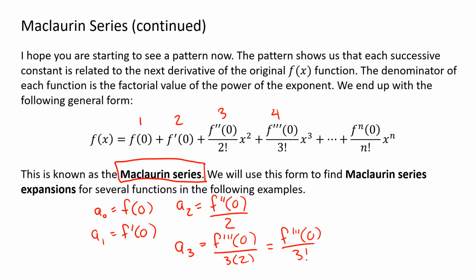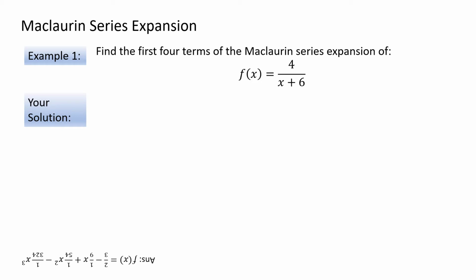Okay, so let's look at an example using this Maclaurin series. This is going to show you how it works with an actual function. Again, remember with the Maclaurin series, we're trying to represent this function as a series of polynomials. So find the first four terms of the Maclaurin series expansion of f at x equals 4 over x plus 6.